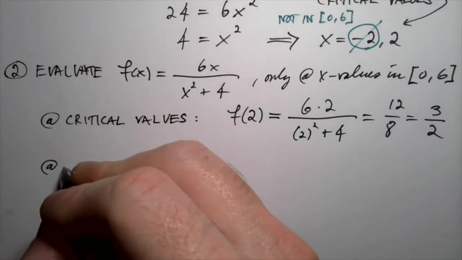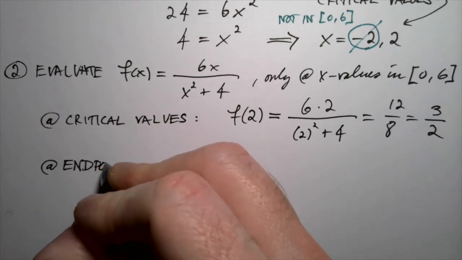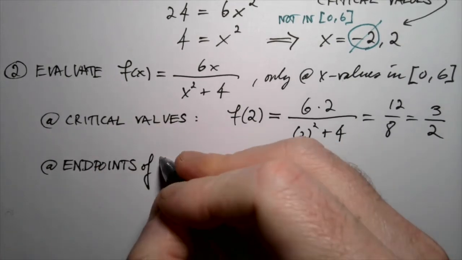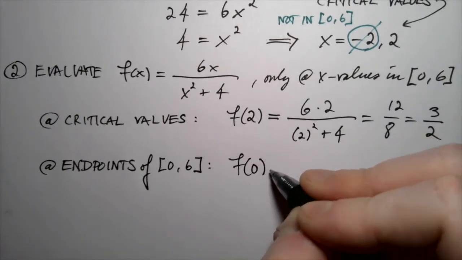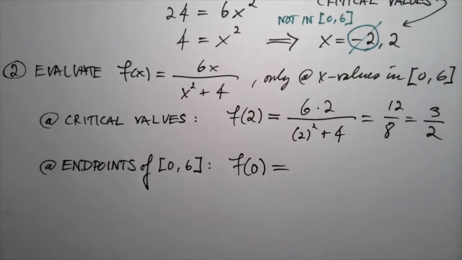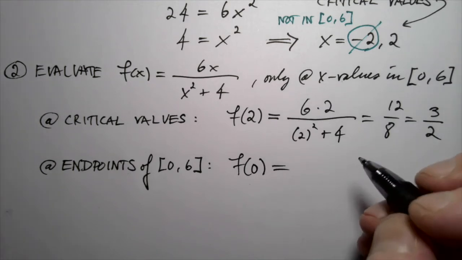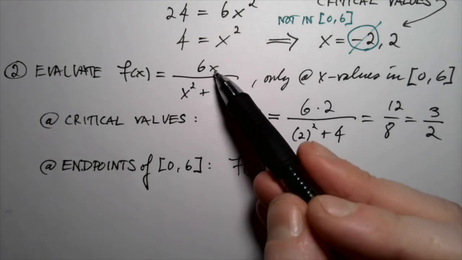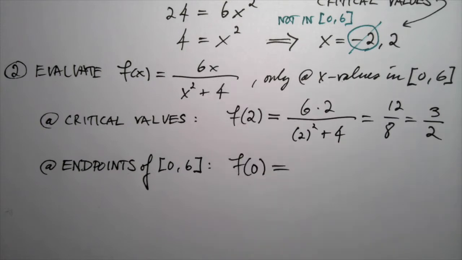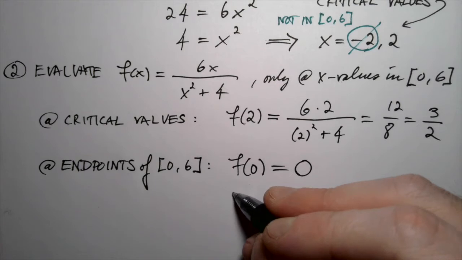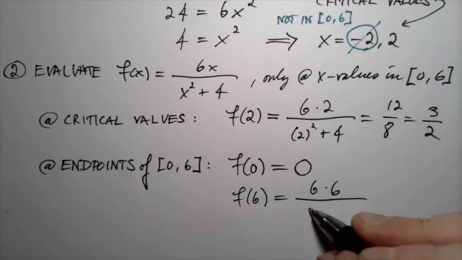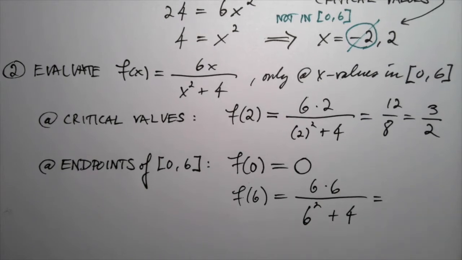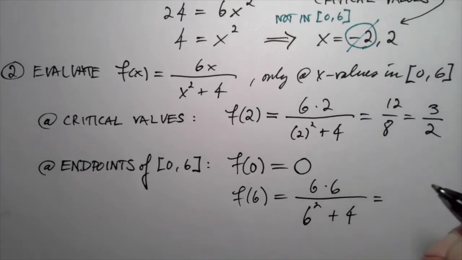We also need to evaluate the function at the endpoints of the interval. That was the interval 0 to 6. The maximum or minimum might happen at those endpoints of the interval. Let's see what happens if we plug in 0. Well, in the formula there's a 6x on top. That x is going to become a 0. So we'll just get 0. That's easy. And if you plug in 6, you get 6 times 6 over 6 squared plus 4. Well, that's 36 over 40.